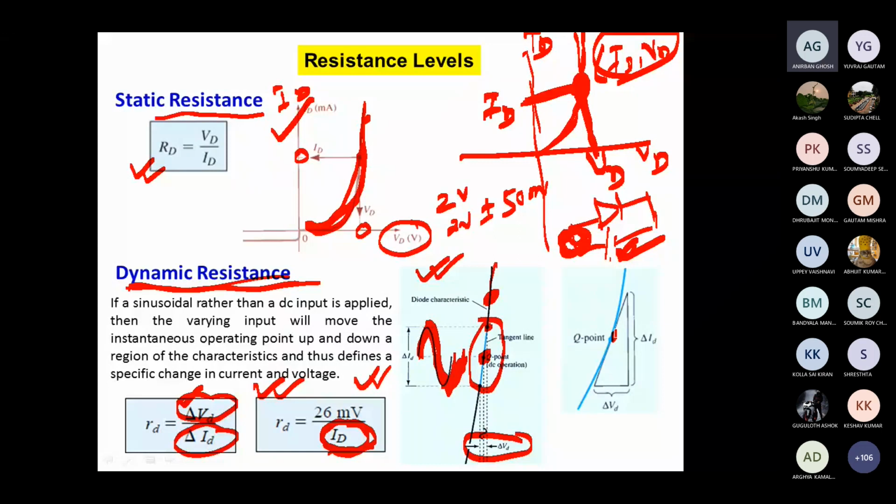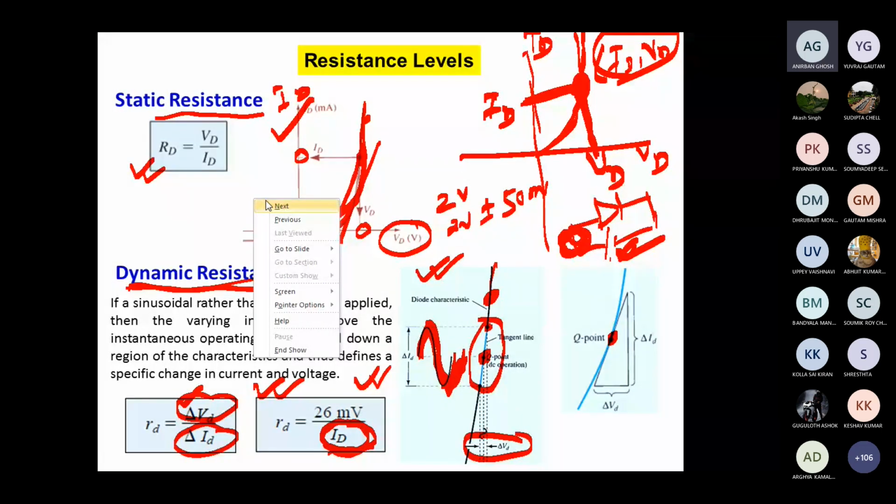Suppose you see this point. This is the Q point. If I draw the tangent on this, can I put the new slide here? Let me put the new one.